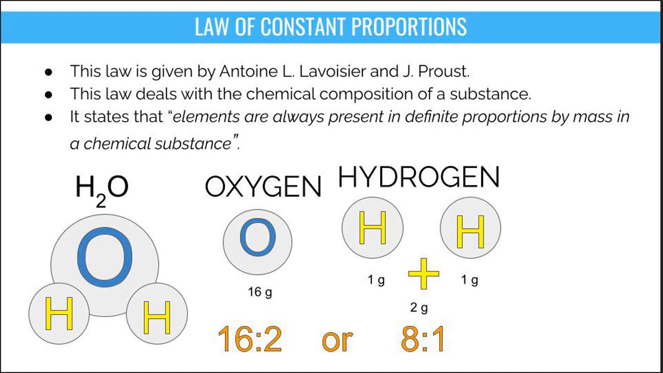Now the next is the law of constant proportions. This law is given by Antoine L. Lavoisier and J. Proust. This law deals with the chemical composition of a substance. It states that elements are always present in definite proportions by mass in a chemical substance.